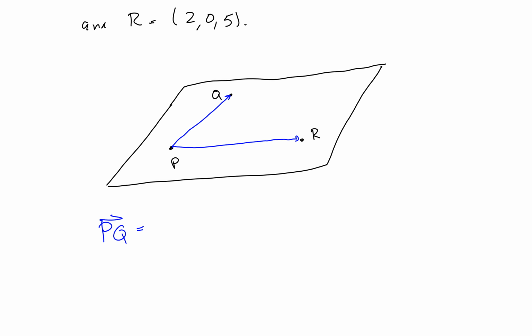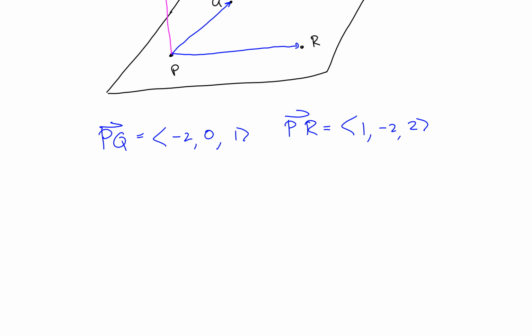So PQ is going to be the vector -2, 0, 1, and PR is going to be the vector 1, -2, 2. And so those are both vectors in the plane. So if I take the cross product of those, I'll get a vector coming out of the plane that's normal to the plane. So N, my normal vector, is going to be PQ cross PR.